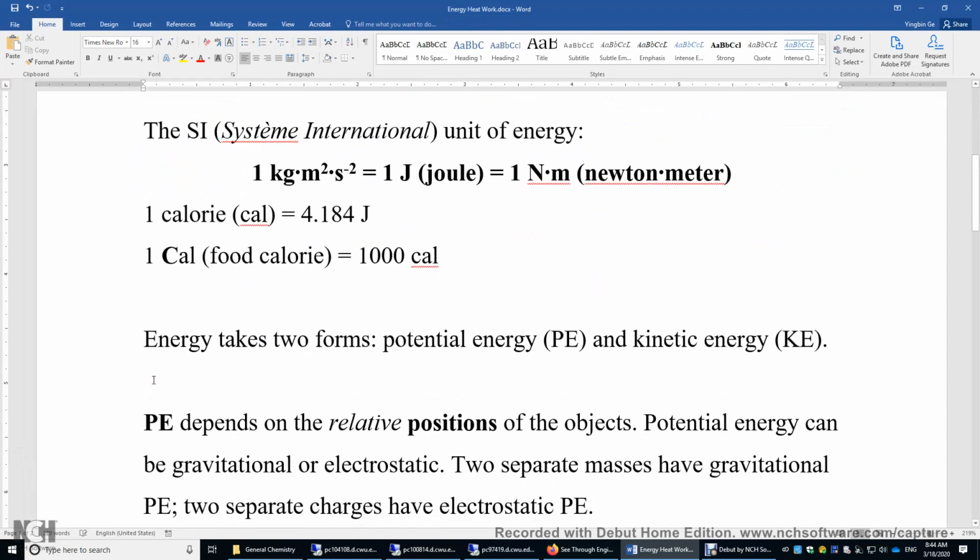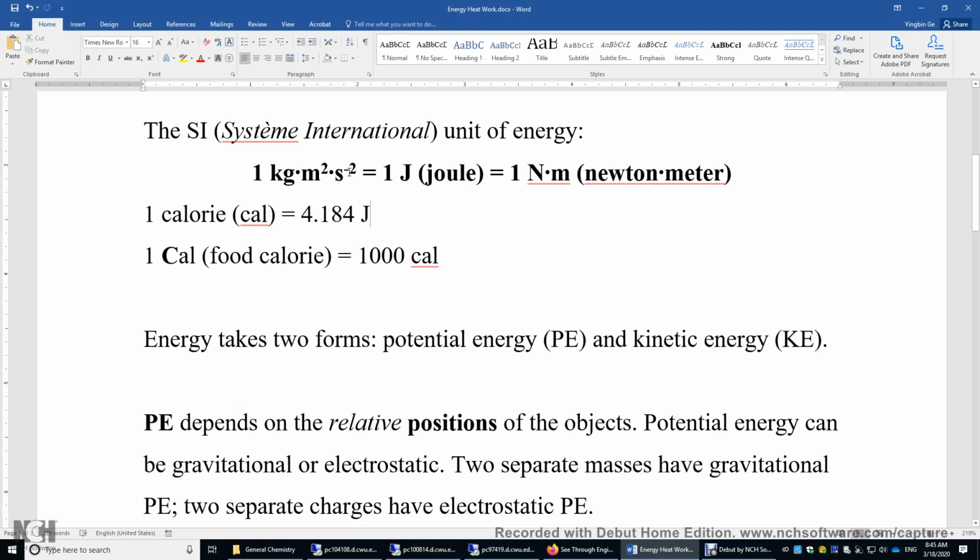Now what's the unit of energy? The SI unit of energy is 1 joule. 1 joule is equal to 1 kilogram times meter squared divided by second squared. Kilogram is the fundamental SI unit of mass. Meter is the fundamental SI unit of length. Second is the fundamental SI unit of time. 1 joule is also equal to 1 Newton times meter. 1 Newton is equal to 1 kilogram times meter divided by second squared.